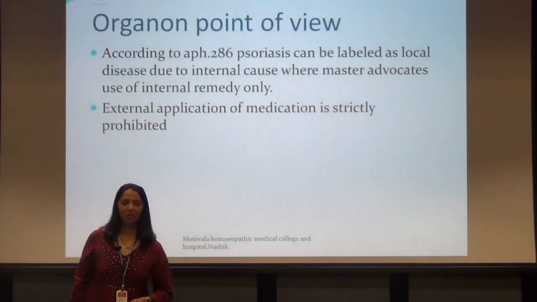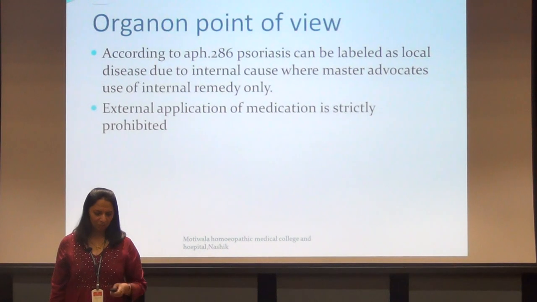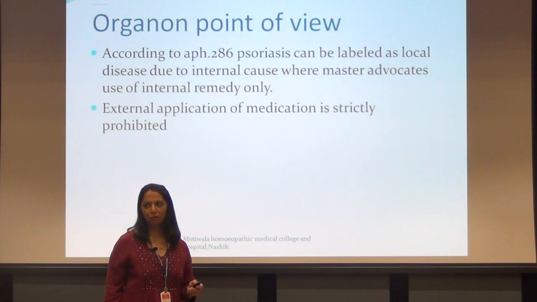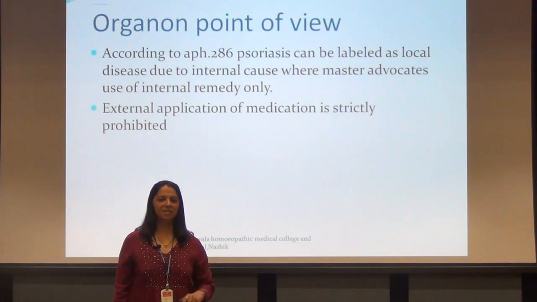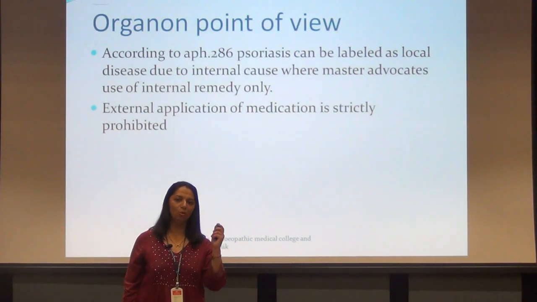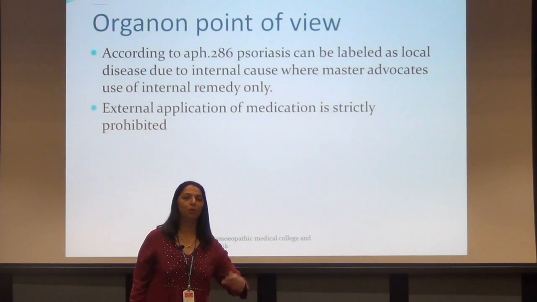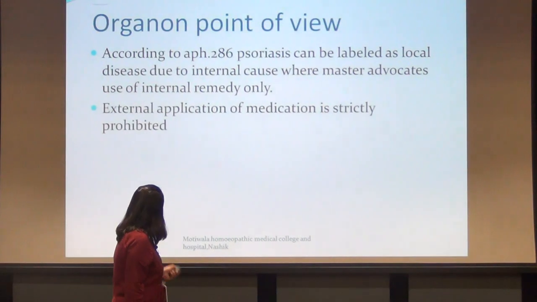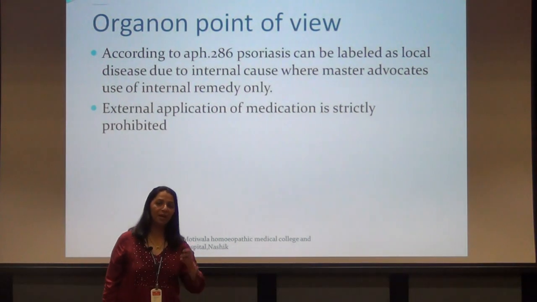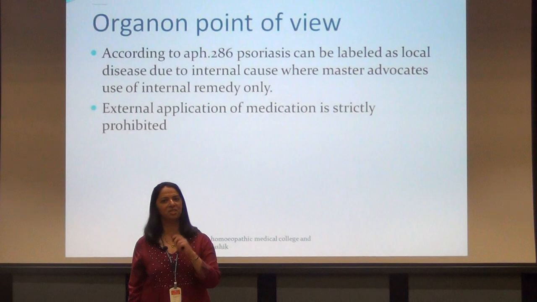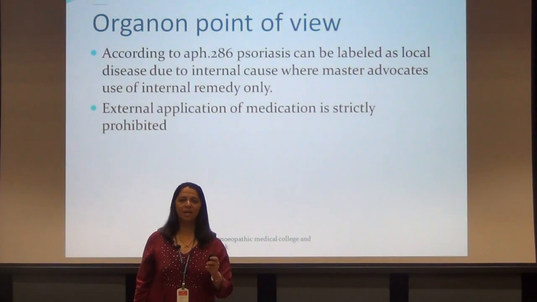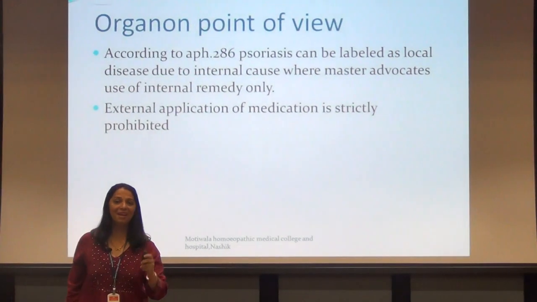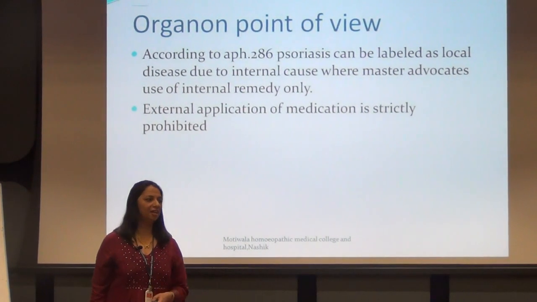From the Organon point of view, Master Hahnemann has labeled psoriasis under local maladies under aphorism 286, where he says that such types of diseases are local diseases which are caused due to internal cause, due to miasmatic cause. And he advocates that only internal remedy should be used in case of psoriasis. He strictly prohibits the use of external medicated applications in case of psoriasis.